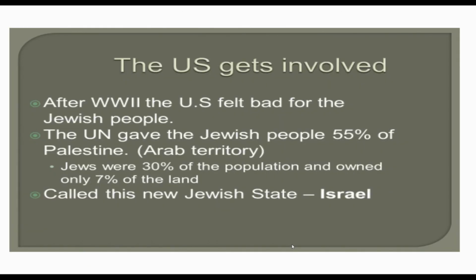After World War II, as you know, Hitler killed many Jewish people, and the UN gave the Jewish people 50% of the Palestine territory. Jews were 30% of the population and owned only 7% of the land, and in 1947 they called the Jewish state Israel.